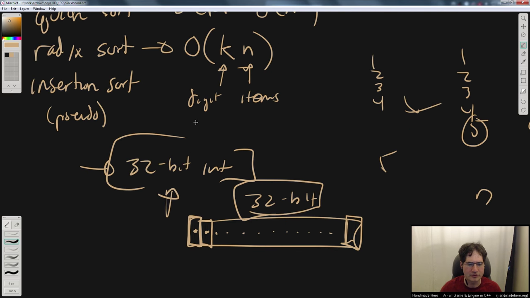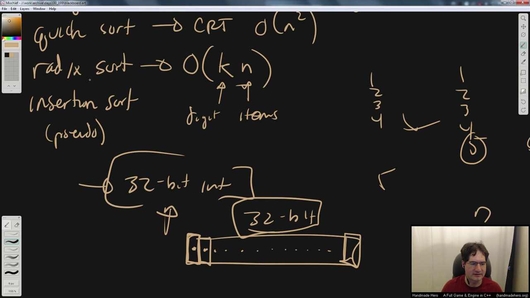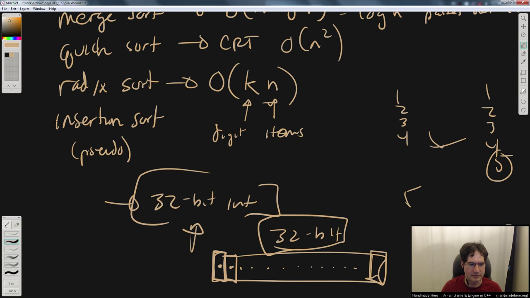Now, this does require space. You can't do these in place. At least I don't know of any way to do them in place. I don't study sorting, so maybe there is. But this requires extra space. But usually that's not such a big problem.